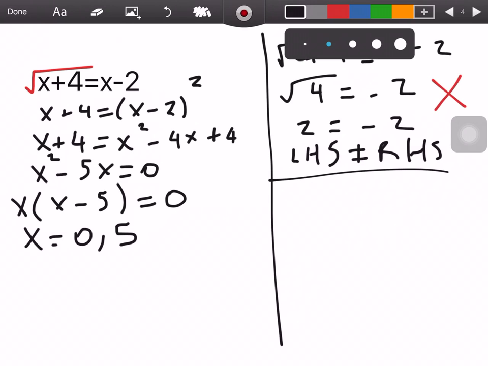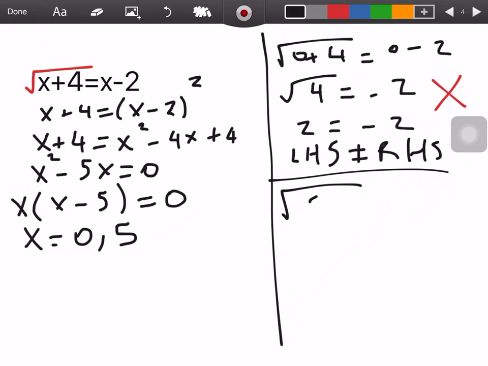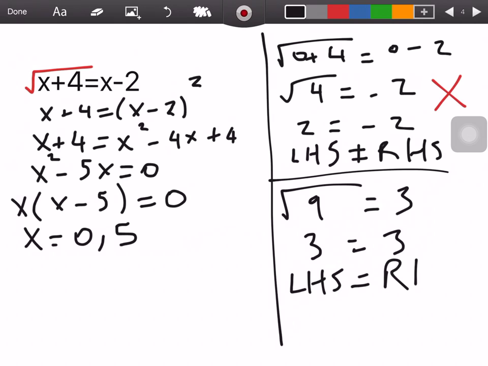So now we have to check for 5. So when you put in 5, you'll get square root of 5 plus 4, which is 9, which is equal to 5 minus 2, which is 3. And square root of 9 gives you 3, which is equal to 3. Therefore, left-hand side is equal to right-hand side. And it satisfies our equation.